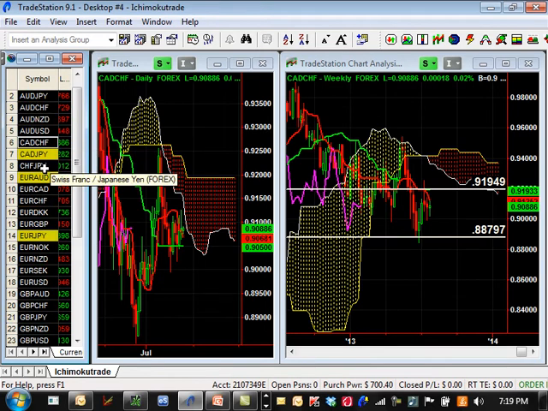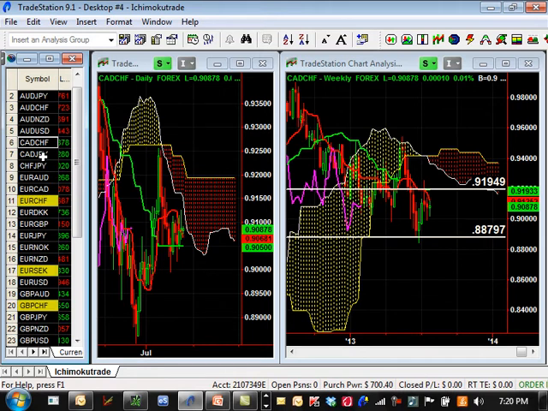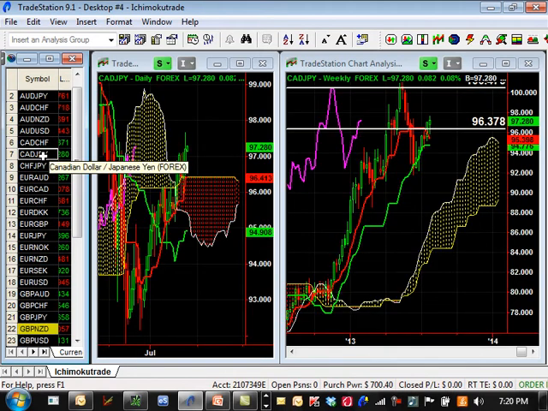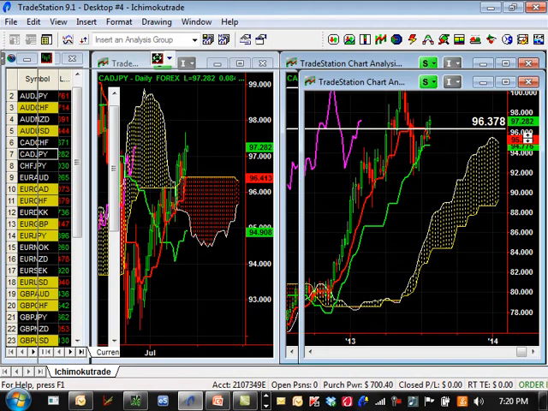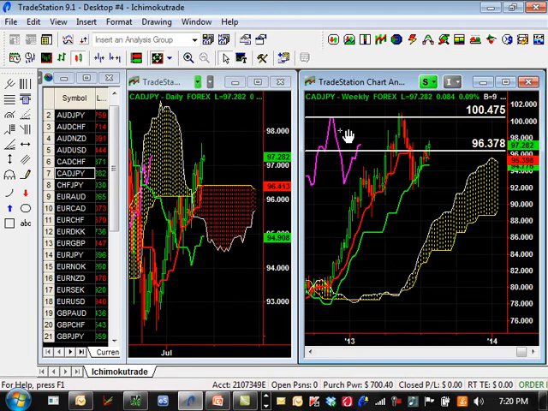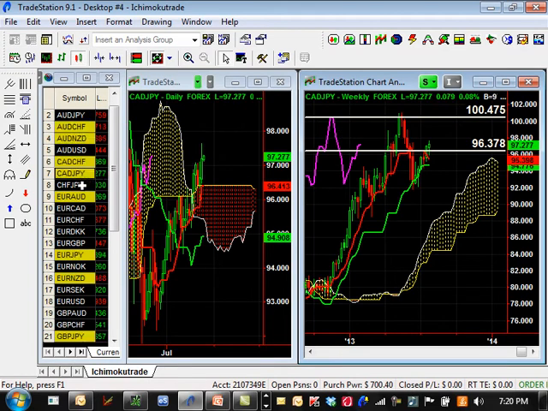CAD Swissy, nothing really going on except consolidating between 88.79 and 91.94. The trend is bearish. If it could break that support, it's going to start a trend both on a daily and weekly. So keep an eye on that. CAD Yen, still bullish. Really hasn't gone through a pullback at all. Support on this one's going to be 96.37. Resistance is going to be 100.47.